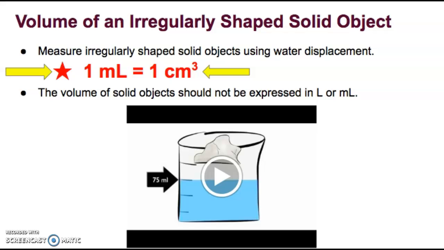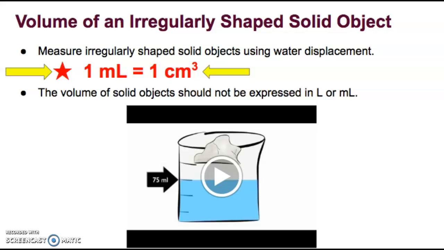Now let's say that we have an object, a solid, that isn't square, that isn't going to be easy to measure in terms of length and width and height. Can we still calculate its volume? The answer is yes. To measure the volume of an irregularly shaped object, you're going to use a technique called water displacement. And again, there's a video on the screen. I will make sure to include the link to that on my website.